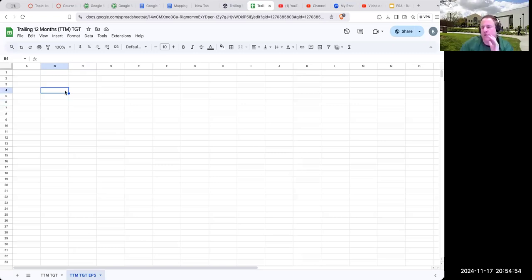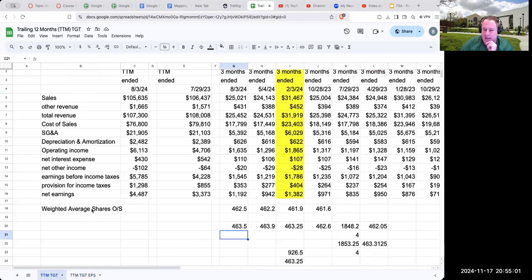Hey everybody, welcome. So we're going to finish up here with trailing 12 months for our financial statement analysis. So let's go ahead and come over here. When we're computing trailing 12 months, and we've kind of done this over here, the one thing I've gone through and added is the weighted average shares outstanding.